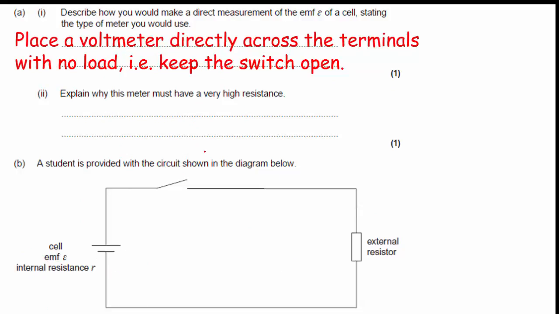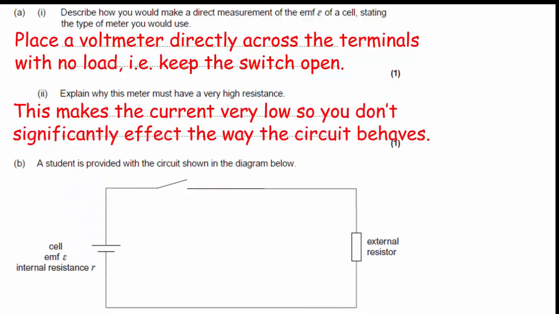Keep the switch open, right? So that means we can just measure the EMF directly. Okay, explain why the meter must have a very high resistance. There's a couple of ways of explaining this, but basically it makes the current very low, so you don't significantly affect the way the circuit behaves.